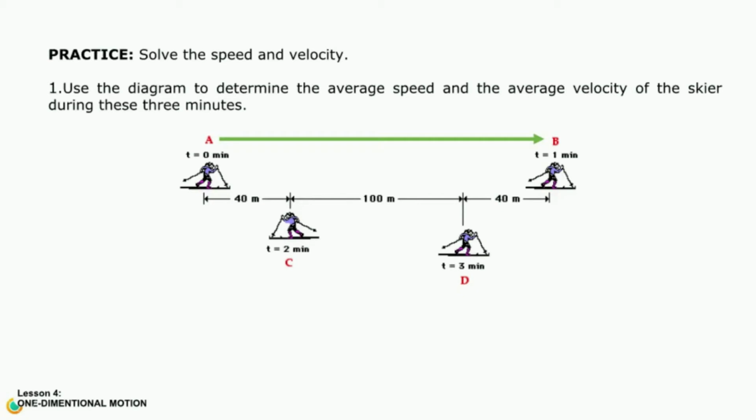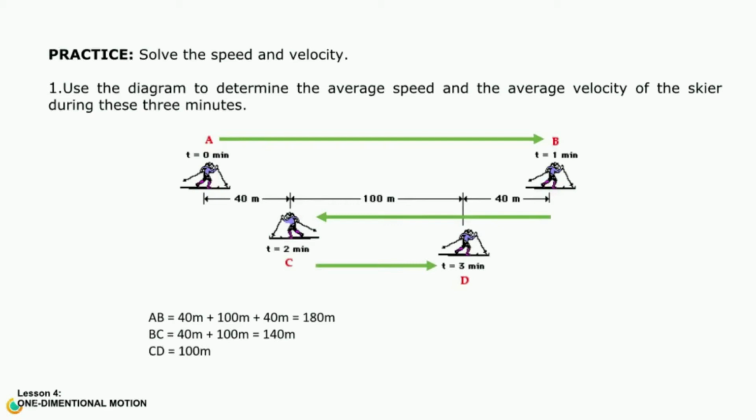To determine the total distance traveled, let us look at the first change in position, from A to B. From A to B, we add 40 plus 100 plus 40. We get distance traveled from A to B as 180 meters. For the distance BC, we add 40 and 100 to get 140 meters. For distance CD, we get 100 meters. Adding all of them, we get 420 meters total distance traveled.